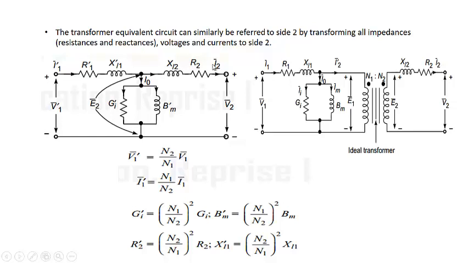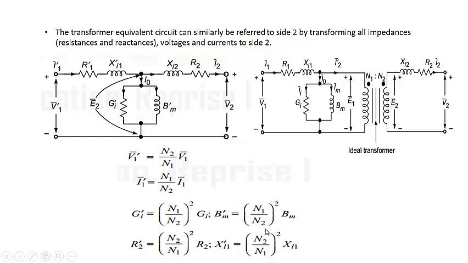XL2 and R2 will remain at their actual values, but these will change. V1 dash will be equal to N2 by N1 into V1. I1 dash will be equal to N1 by N2 into I1. These are important. And Ri dash should have been N2 by N1 square into Ri, but here it is admittance, so Gi is multiplied by the inverse of the transformer ratio, that is N1 by N2 whole square into Gi.